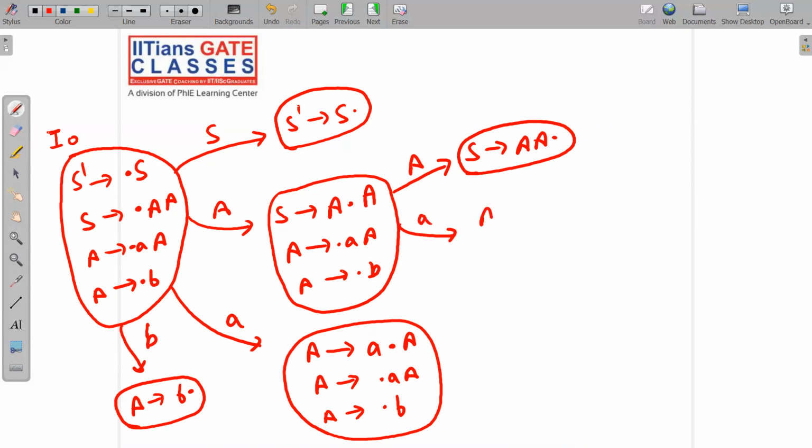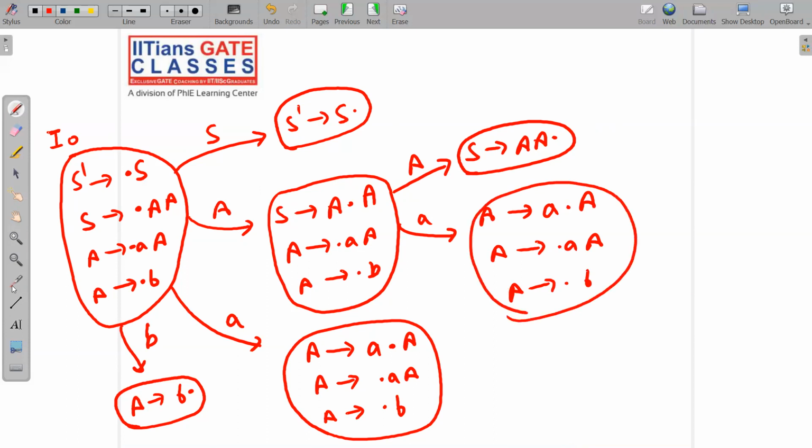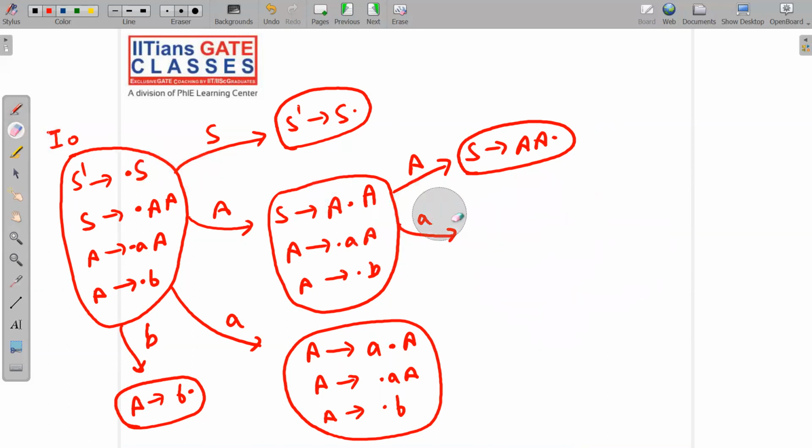What about small a? After reading small a, where will we go? We have to read small a, so we go to A implies a dot A. Now the dot is present in the beginning of A, so I will add all A productions with dot in the beginning: A goes to dot B. Now see carefully, this and this are exactly the same. So why write a new state? I will delete this state. On reading a, we will move here.